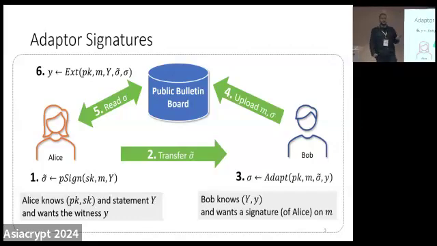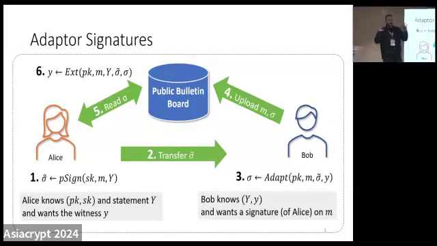First, Alice will start and call the pre-sign algorithm with the secret key, the message that Bob wants signed, and the statement, and will generate a pre-signature. Then she will transfer this pre-signature through a secure communication channel to Bob. Bob now has all the information he needs to pre-verify and check if this pre-signature is indeed correct. And then with the knowledge of his witness, he is able to adapt. He knows the public key of Alice, the message, the pre-signature, and the witness, so he's able to adapt and create a full signature. Then he will upload this message and the corresponding full signature on a public bulletin board.